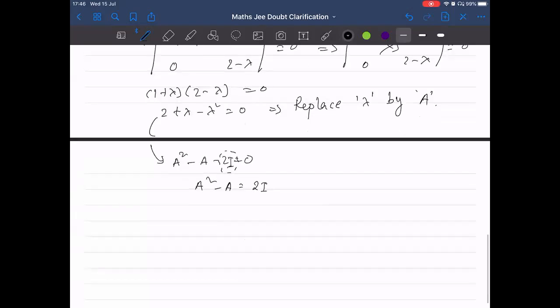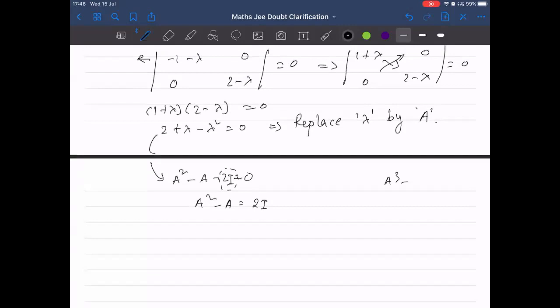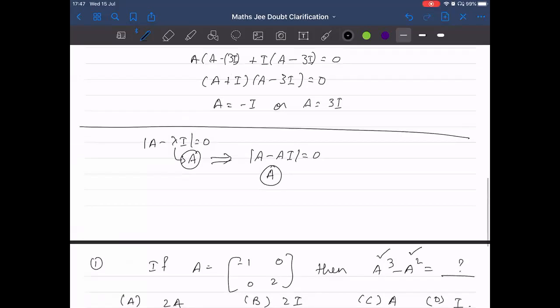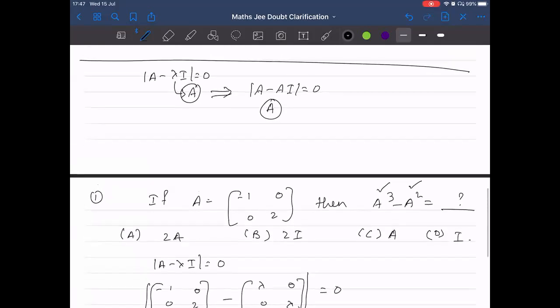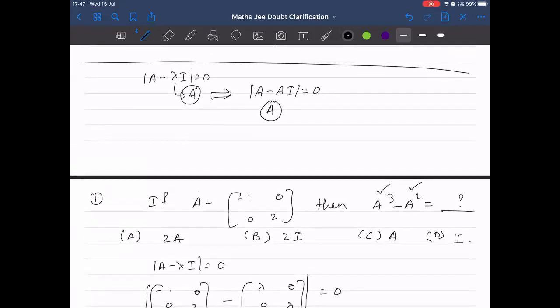So what are they asking? They're asking A cube minus A square equals how much? Now, of course, we got A square minus A is equal to 2I. So what is missing here? Cube is missing, here square is missing. So just multiply on both sides. Then A into A square will be A cube, minus A square, is equal to 2 into I into A, which is 2A. So hence the answer will be 2A. So the option is A.